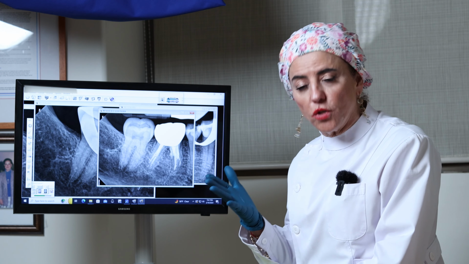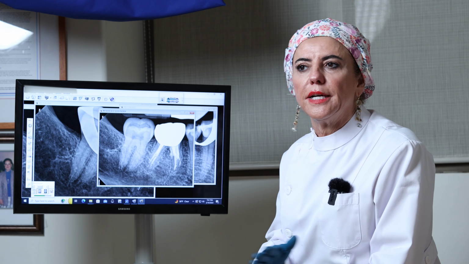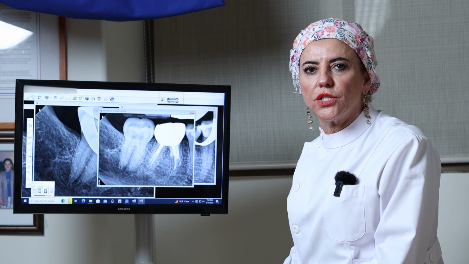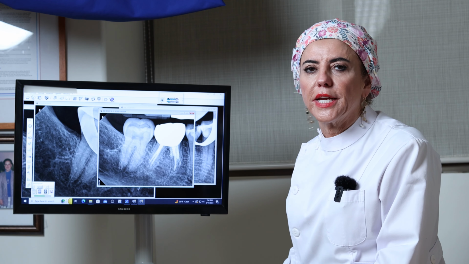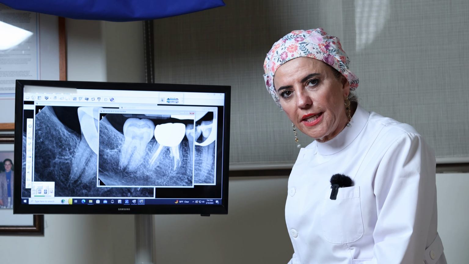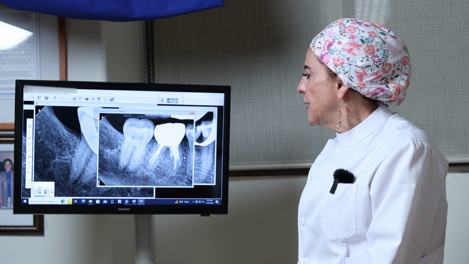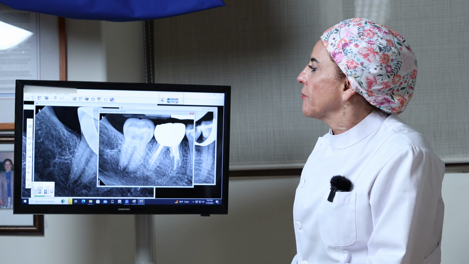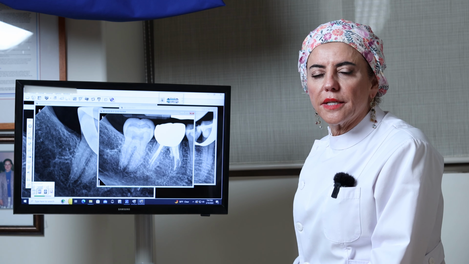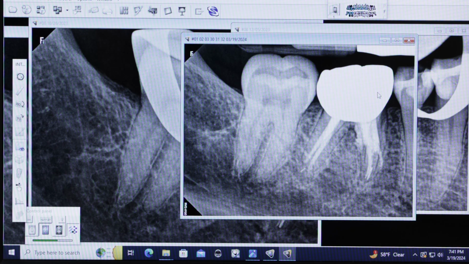I use a machine called GentleWave that we have in the office. I use everything possible. I have an article I published on irrigation. So I'm very used to irrigating, since I have my first specialty in Mexico and the second one at USC. So now we place MTA here, MTA here. The patient is happy. We finished her root canal treatment in December, and now she has her crown.